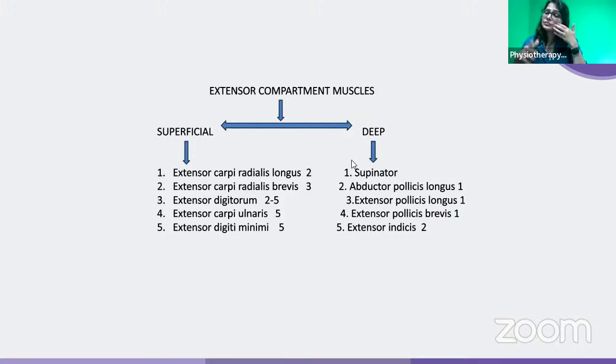Okay. And supinator, see, I've told you pollicis. If pollicis comes, it means it is helping the thumb in flexion, abduction, extension, as the name itself is telling you. Extensor indicis is nothing but this. So it gets inserted in the second metacarpal.